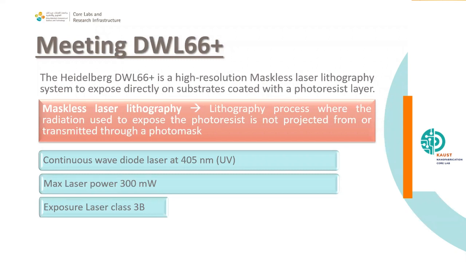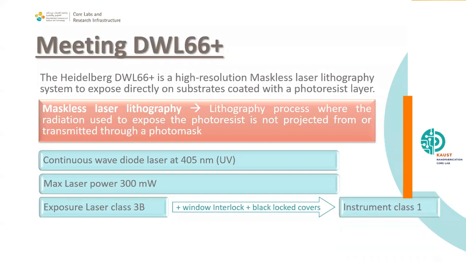But like the previous two, it has some engineering measures for safety. In fact, it has a window interlock. So if the main window is open, the laser stops. And also all the path of the laser inside is covered with black and locked covers. In the previous one, you could remove them. In this one, you need a key to remove them. So it's even safer. All of these make the instrument classified as class 1.